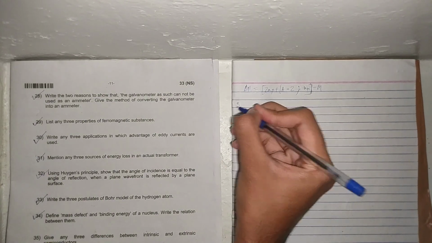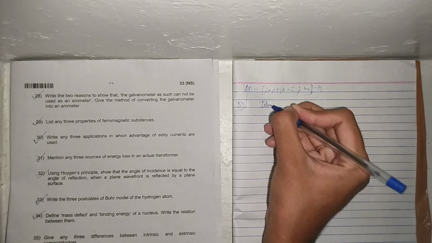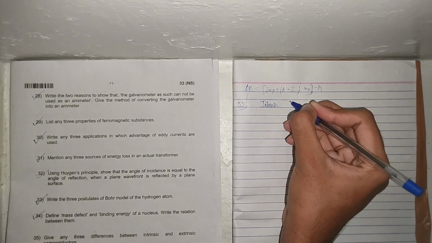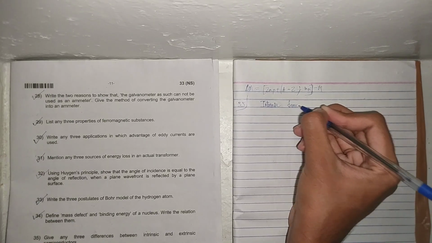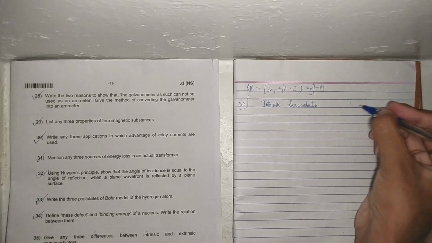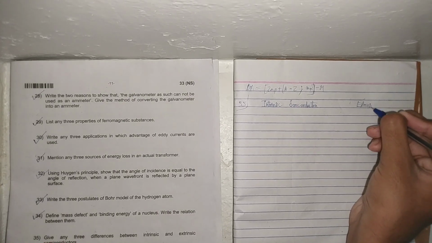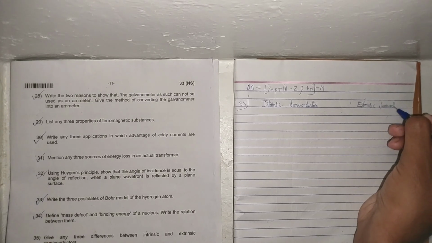Now moving on to our next question, question number 35. Here they have asked us to write the difference between intrinsic semiconductors and extrinsic semiconductors.